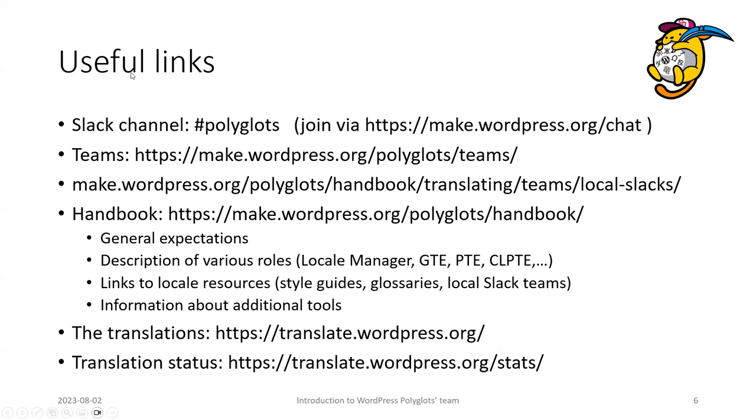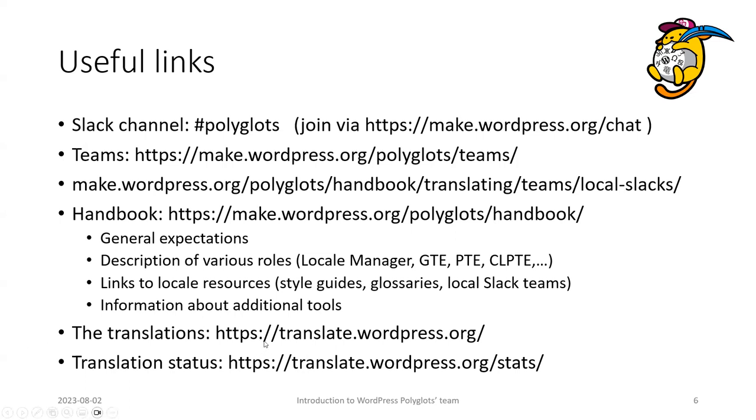Of course, we've got our own handbook, so you can see it here, and there you find a lot of information. Some are about the general expectations for the translations, and also about how we work and what different roles we've got, and links to various local resources, like I said here, local Slack teams, but also we've got glossaries, style guides, and so on. And we also got various additional tools. A lot of active development is happening right now with how you can use machine translation and so on. And in the handbook, you will find links to get started around these things.